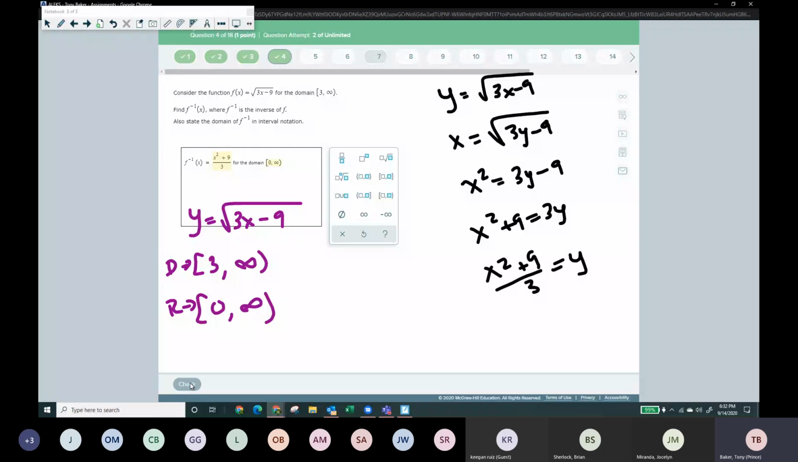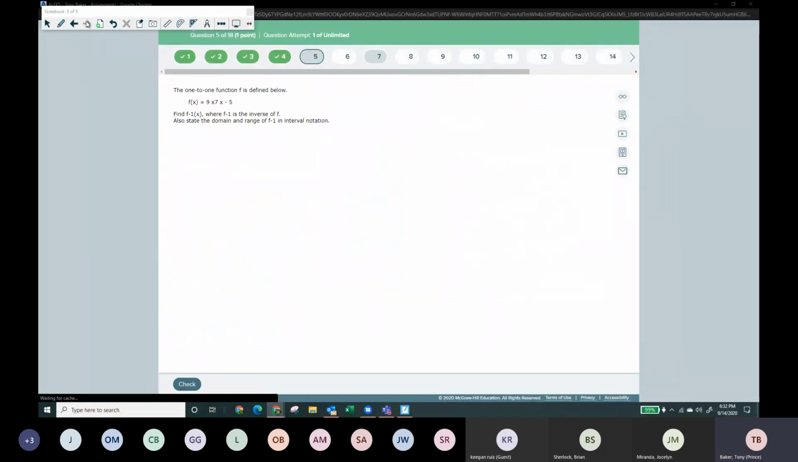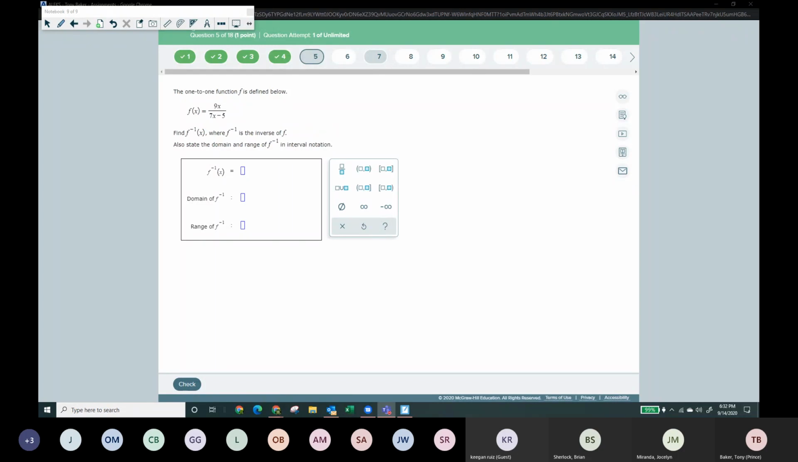All right. Let's move on to the next one. All right, so very similar concept. We have to find the inverse of it, except this one's got 2 x's, which makes life a little more complicated.